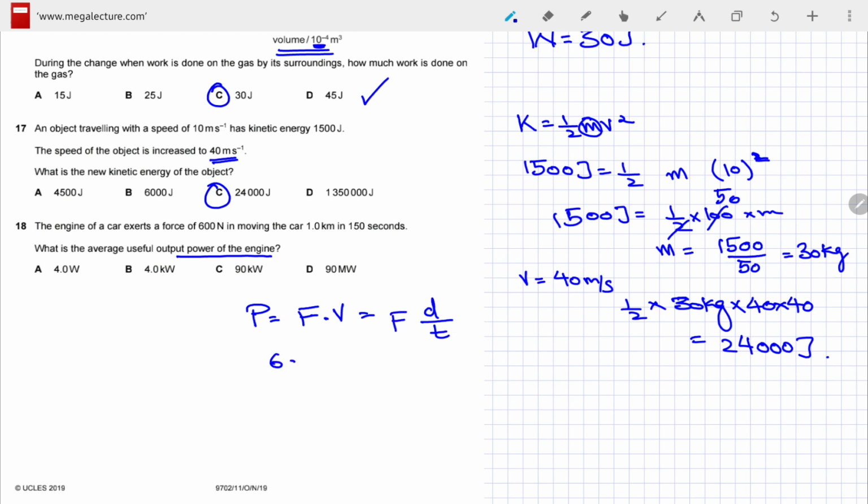Now we are given force, which is 600 newtons. We are given distance in kilometers, so that's 1 × 10^3 meters, and we're given 150 seconds. So when you compute this, you get 4,000 watts. And so the correct option is option B, because it's 4 kilowatts, which is 4,000 watts.